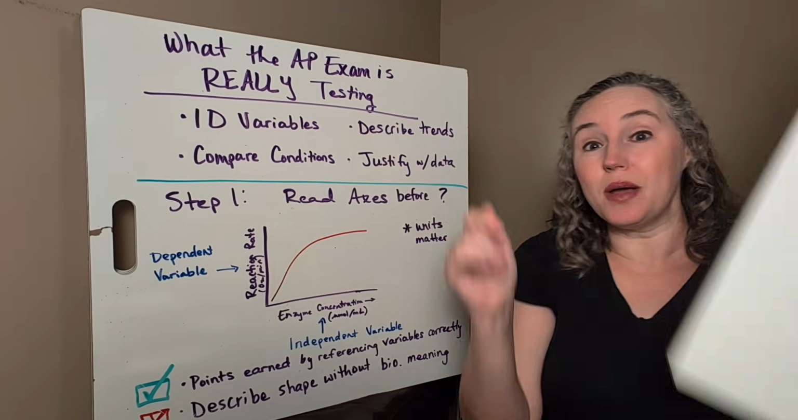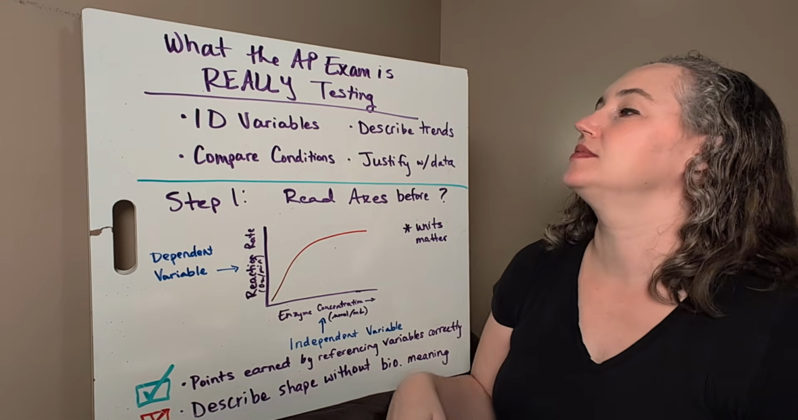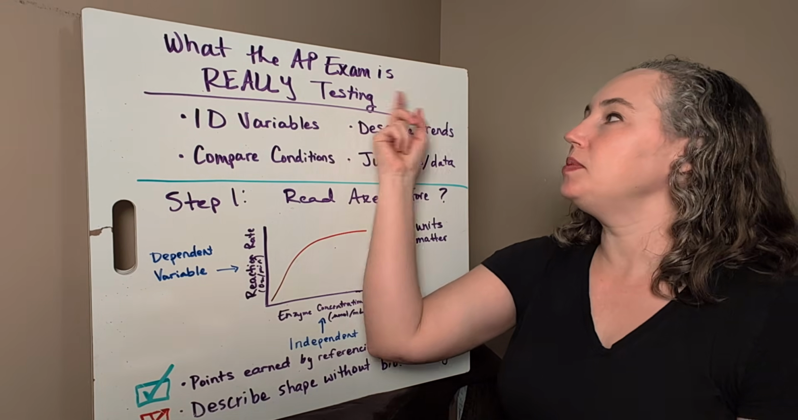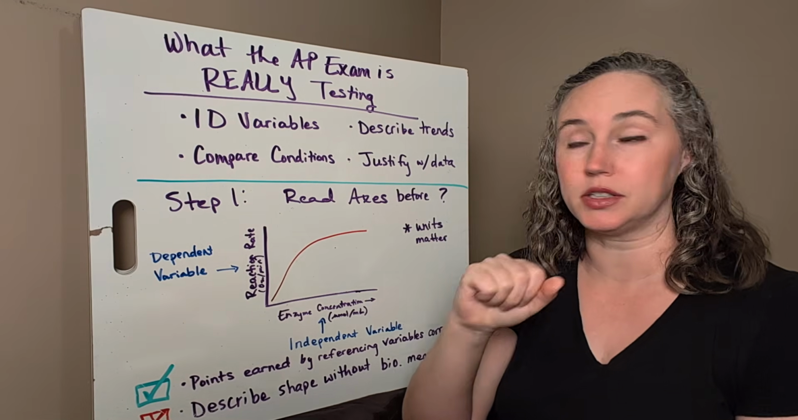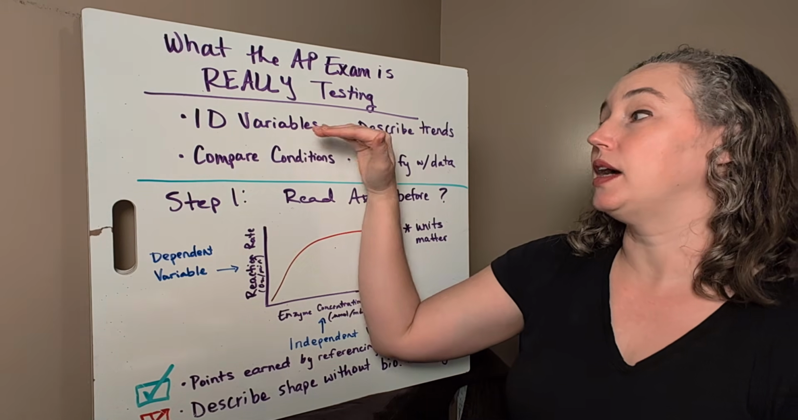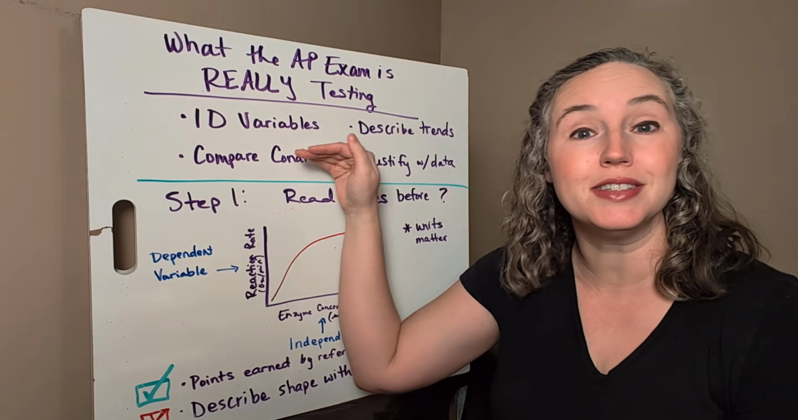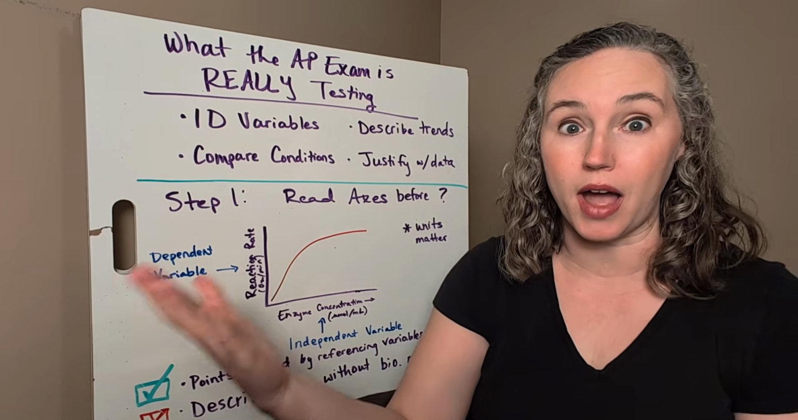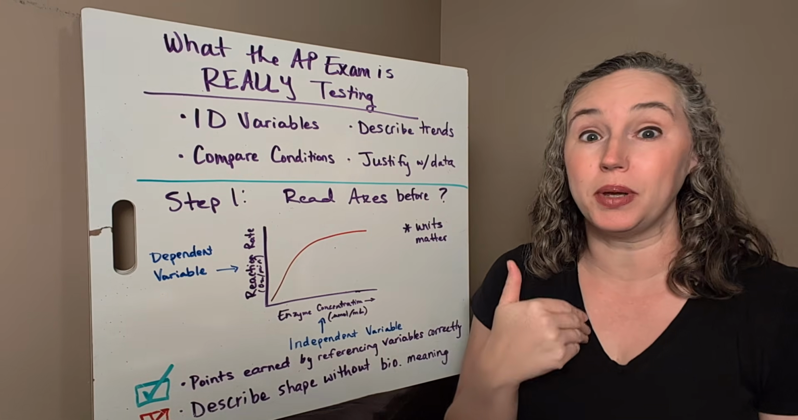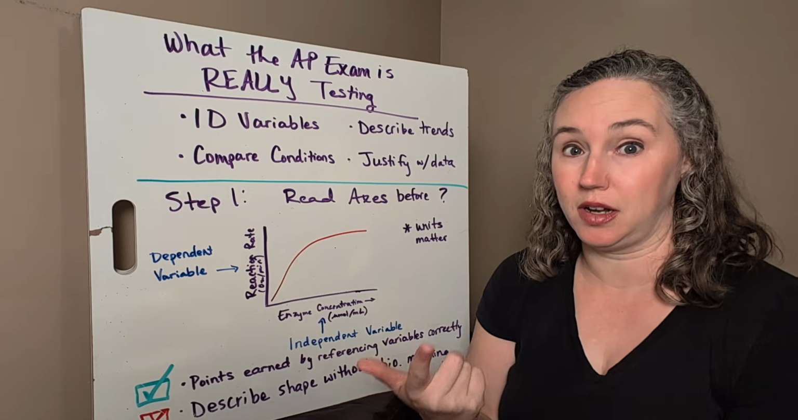We're going to go through step by step and figure out how to answer these questions. So remember, when it's giving you a graph situation, the AP Bio test is really testing your ability to identify the variables, describe trends, compare conditions, and justify your claims with evidence from the graph, right? Because a graph is just a picture of your data. We're going to go through some steps on how to do it.